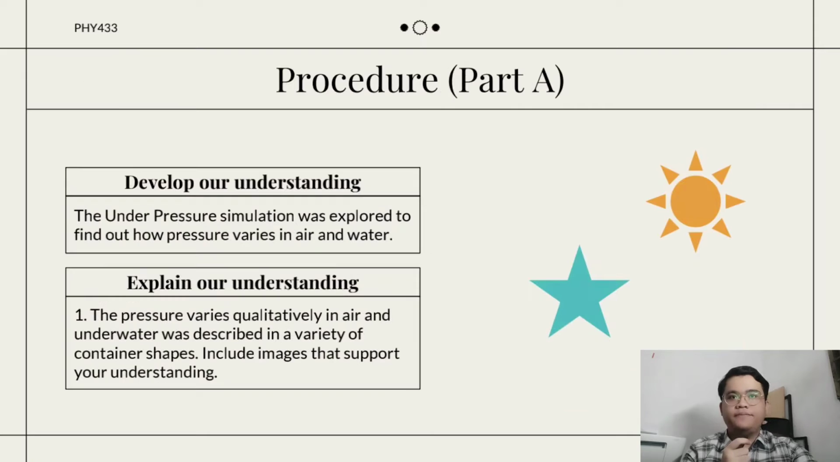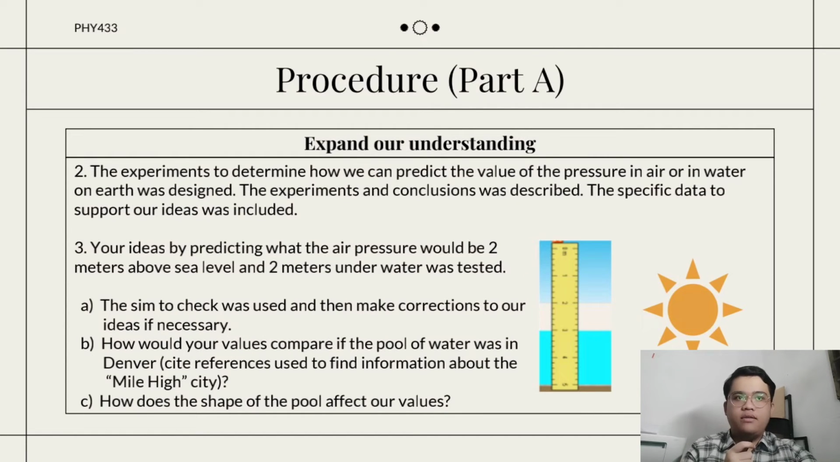For procedure part A, we will develop our understanding of the simulation and explore it to find out how pressure varies in air and water. Next, we will explain our understanding by describing a variety of container shapes, including images that support our understanding. Next, we will expand our understanding by predicting the value of the pressure in water on Earth, and also predict the correction if necessary, and compare the pool of water in Denver, and whether the pool affects our value.